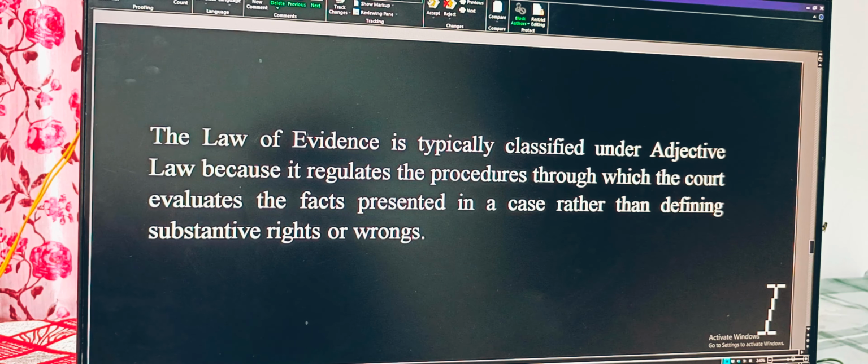So, students, these are the detailed notes relating to the first question. I will tell you again, this question only comes as a short essay question.